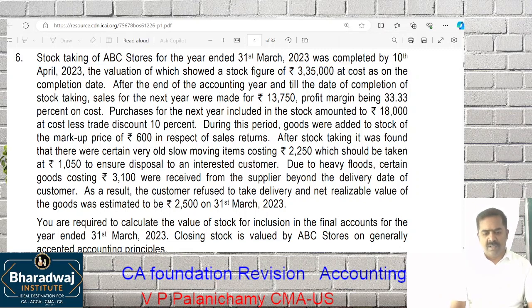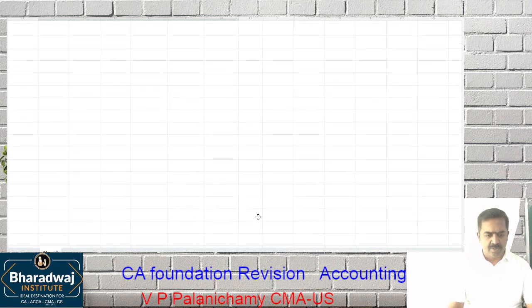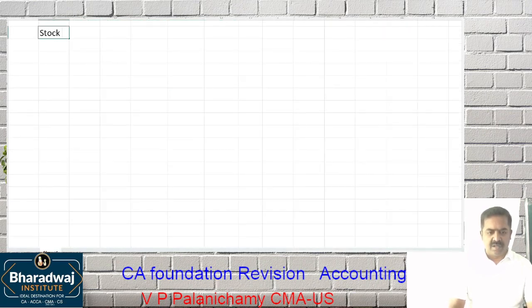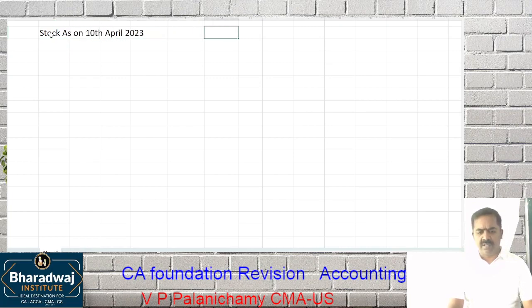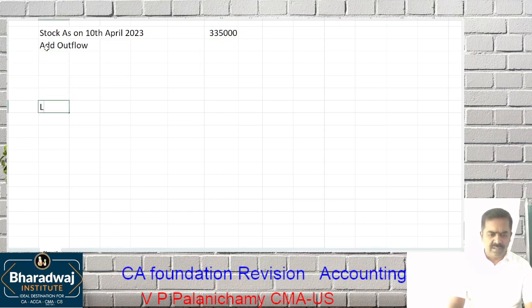3,35,000. After the end of the accounting period till the completion of the stock taking, sales for the next year, what have they given? 13,750. What profit margin has he said? 33 1/3% on cost. So listen, pay attention. Stock as on what date is given? 10th April 2023 is given. What is the value given? 3,35,000 given. We will add all outflows, then less all the inflows.